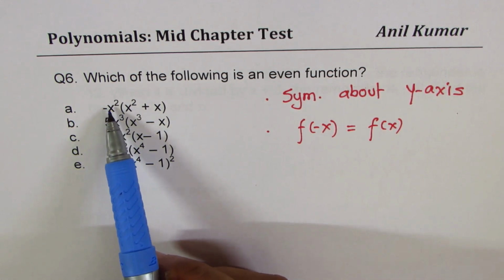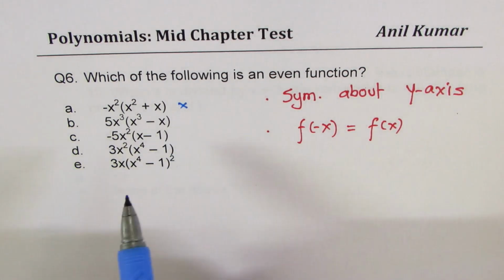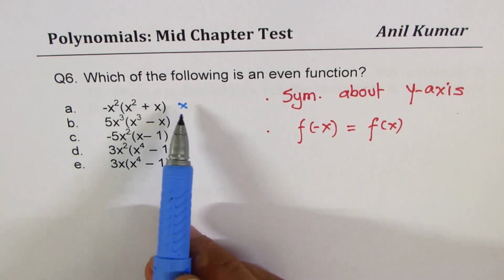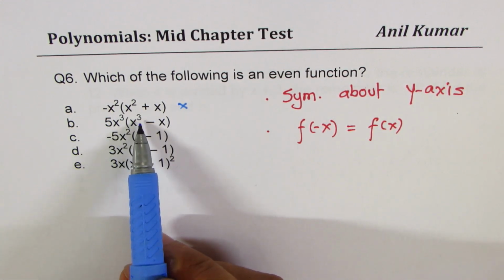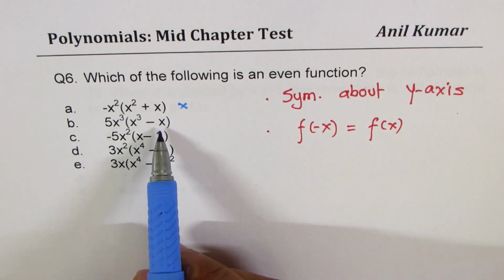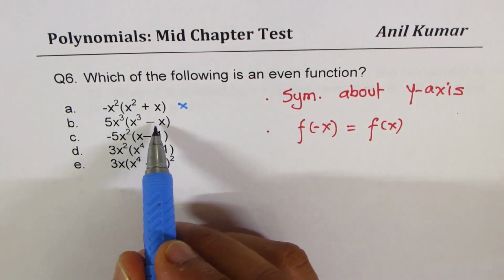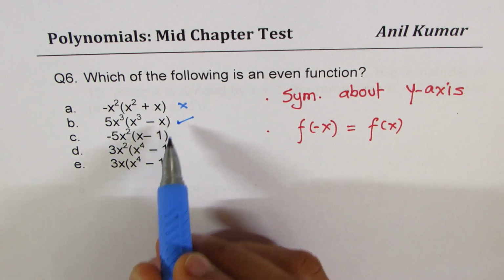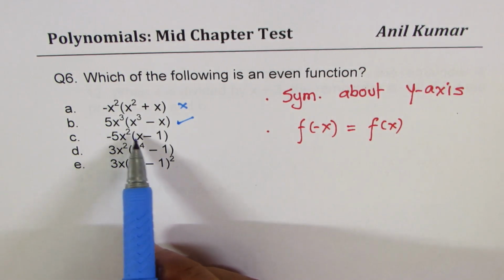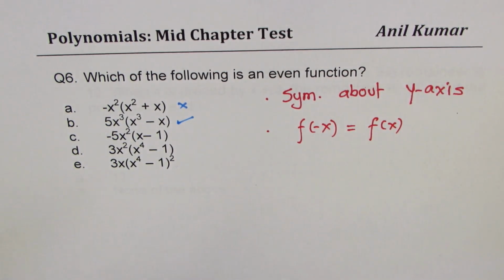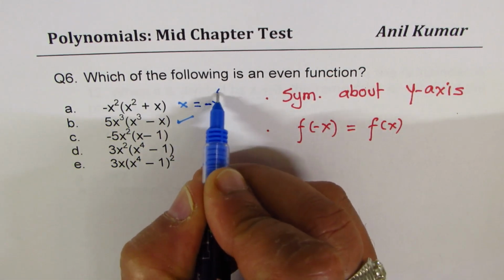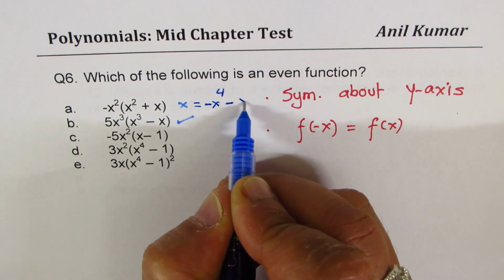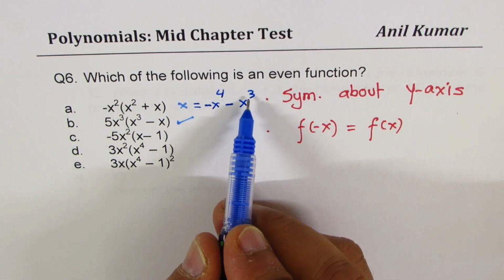If I expand this, I get x to the power of 4 and x cubed. So this is not even. Whenever you write it, each term should be even, right? Here, if you expand, you get x to the power of 6 and you also get x to the power of 4. This could be even, so we're just checking first. If you expand, what you really get is minus x to the power of 4 minus x to the power of 3. Now that is not even, right?